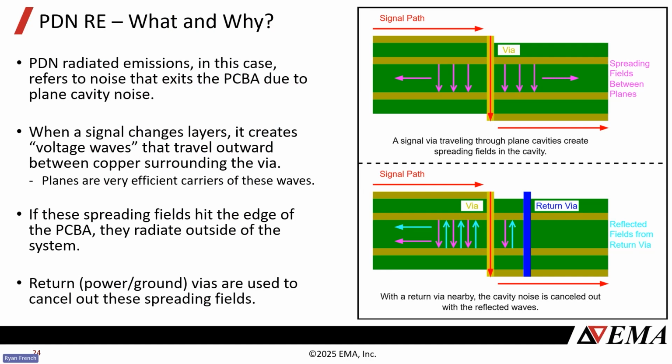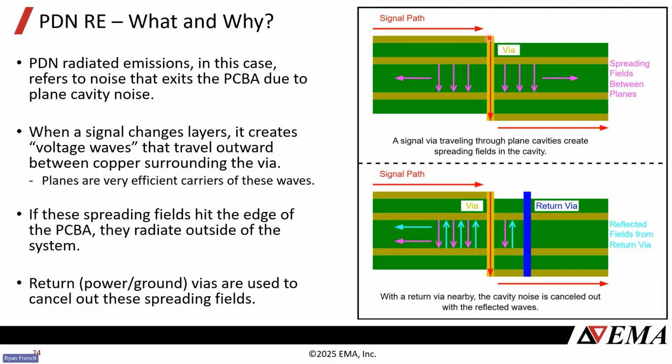What is this and why do we care? This is going to be the cavity noise in our board that ends up exiting our system. So the most common way to get cavity noise is having a signal routed on one layer, and we have to go down to another layer. So we go through this via.